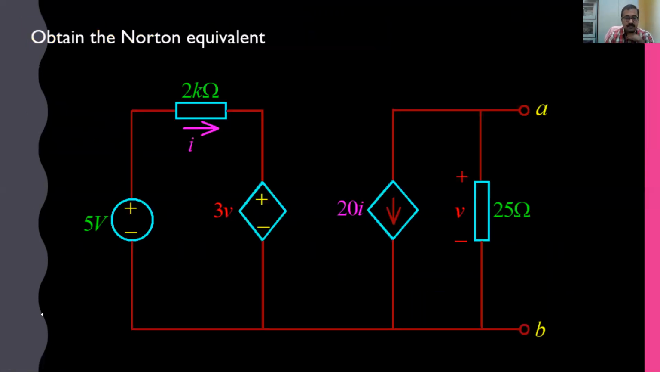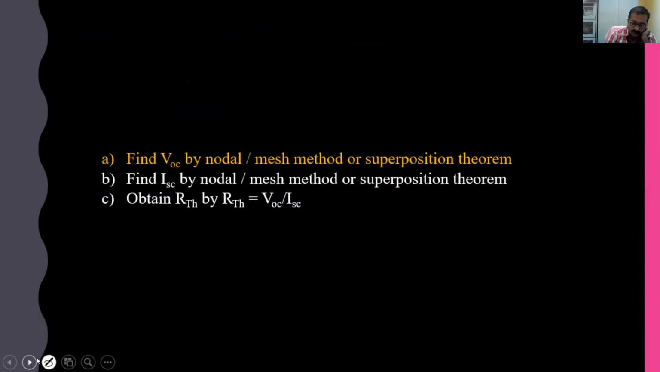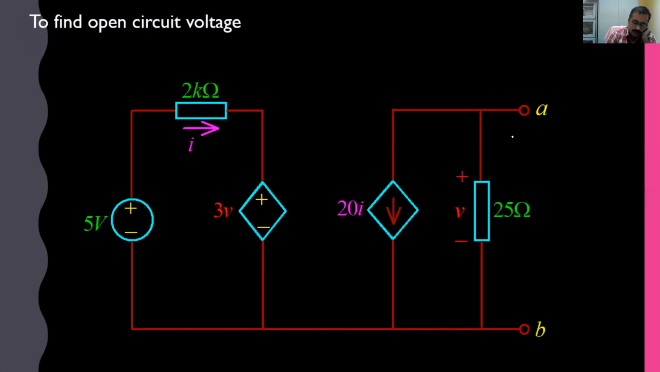Obtain the Norton equivalent. So what we have to first do is find the open circuit voltage and the short circuit current. How will you find the open circuit voltage? We had already discussed this. Open circuit voltage means this voltage, the voltage across 25 ohm. That is V, right? And V is V.